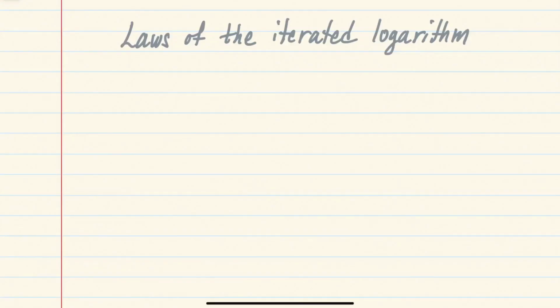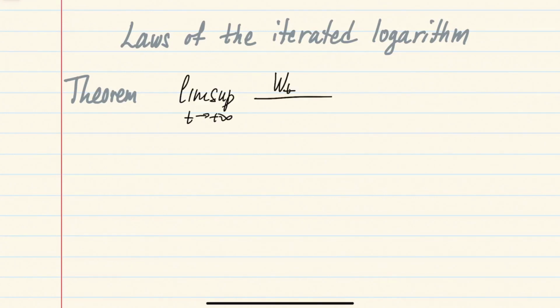Now in the second part we will prove two laws of the iterated logarithm. So first we'll prove the law of the iterated logarithm for the Brownian motion, which is the following result. It says that when you take the upper limit, when time goes to plus infinity, of the Brownian motion at time t scaled by the square root of 2t times this iterated logarithm, so it's the natural log of the log of t, then this lim sup is equal to 1 with probability 1.